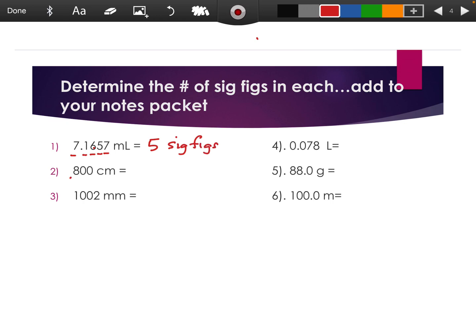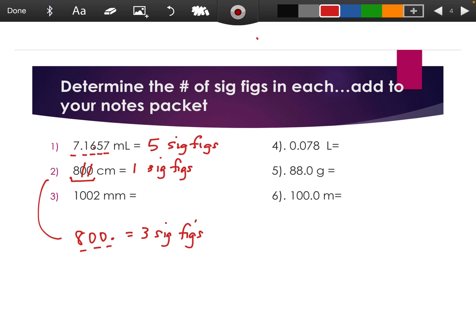Number 2, 800. Because there's no decimal place, these zeros are placeholders, so they do not count as significant, so this value would just have 1 sig fig. If you had a number like 800 point, now that decimal makes these zeros significant because it means that that measurement is exact to the point, so that would give us 3 sig figs. So you have to be careful about when the number has a decimal and when it doesn't.